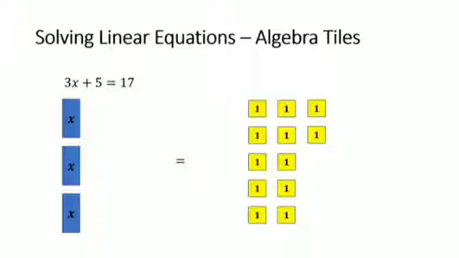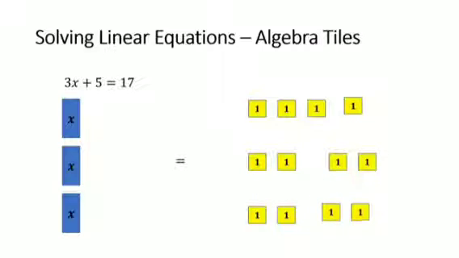But how can we find what one tile is equal to? What we do is a simple arrangement into groups of 3, like this. Now we have 3 groups, so that we can see each group has the same amount of tiles. Now we can conclude that x is equal to 4, because one of the x tiles is equivalent to 4 of the unit tiles.